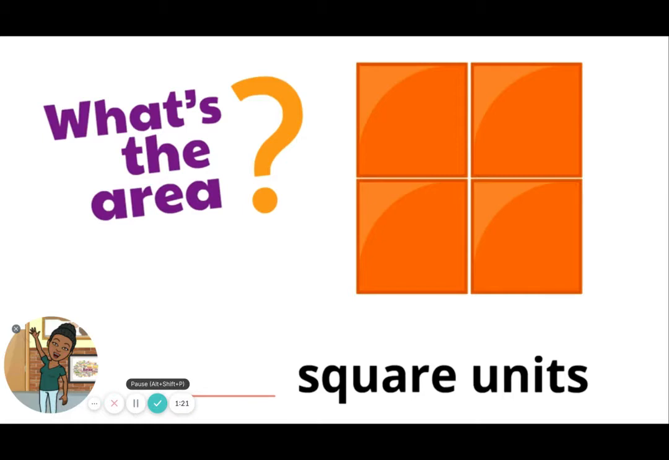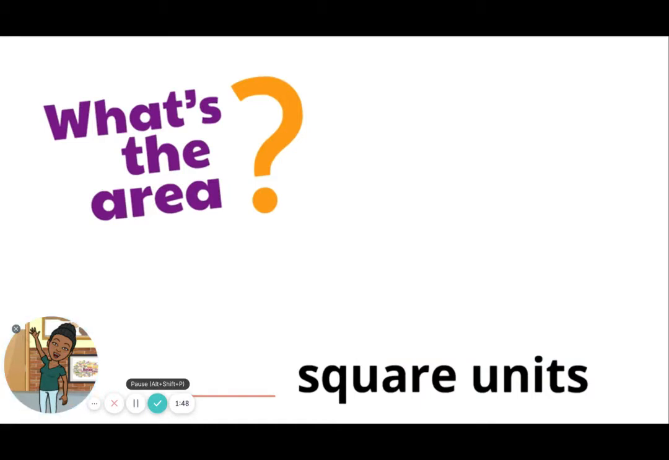So, the area of the shape is how much space is inside of it. So, how many square units are inside of this square? Do you know? If you don't, just count them up. Yeah, 4. There are 4 square units in this square. 4 square units is the area of this square.